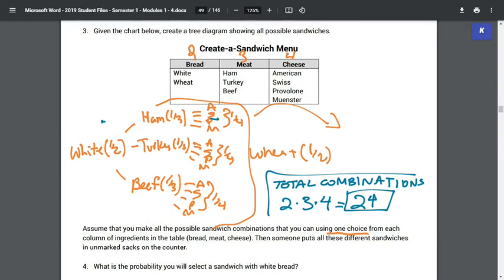So what I want you to do is answer 4 through 9, so the rest of this page. So 24 is going to help you out knowing those combinations, and then we need to find the probability of each. So try those problems on your own, and then we will check over those.